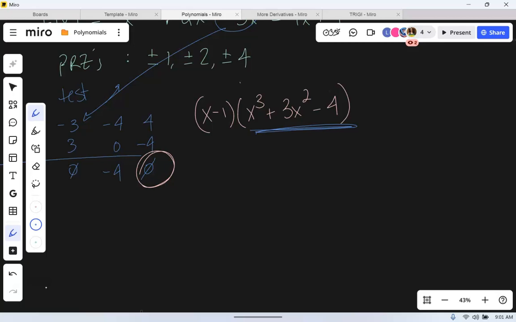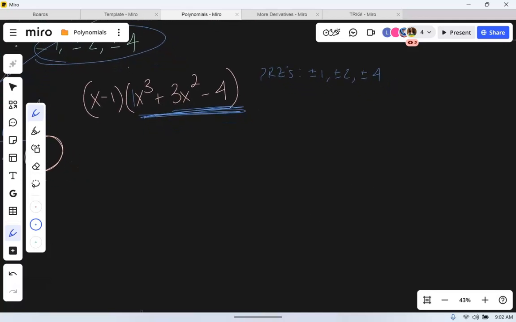Now, lucky for me, the leading coefficient and the constant are the same, so my PRZ list is the same. My PRZs here are plus or minus 1, plus or minus 2, and plus or minus 4. Now I'm just focusing on this second parenthesis. What shall I try? 1. Okay. Don't forget your placeholder. 1, 3, 0, -4. Drop it.